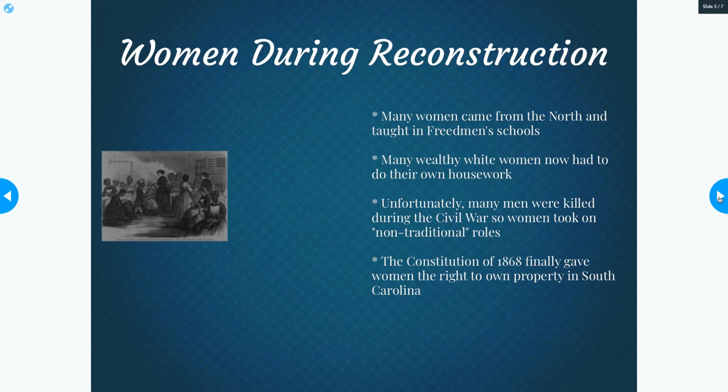One positive thing for women, probably the most positive thing for women, is finally in 1868, if there's any women who are watching this, you could finally own some property. So up until 1868 in South Carolina, a woman could not own property legally.